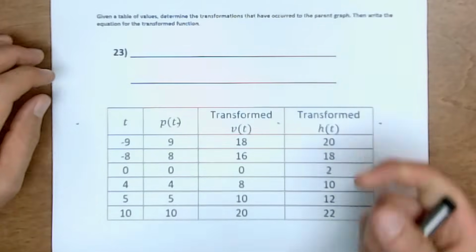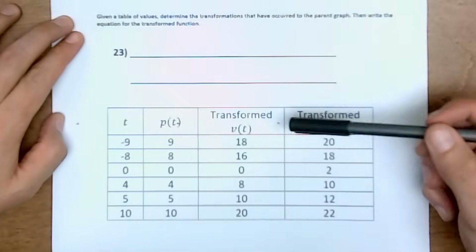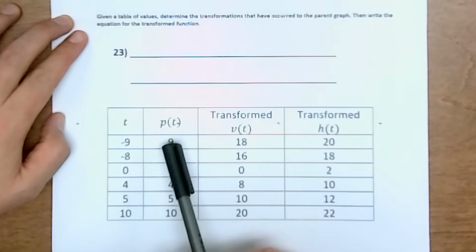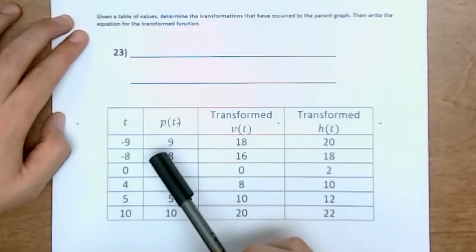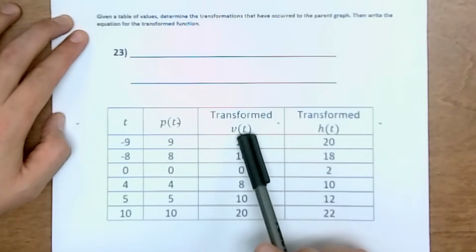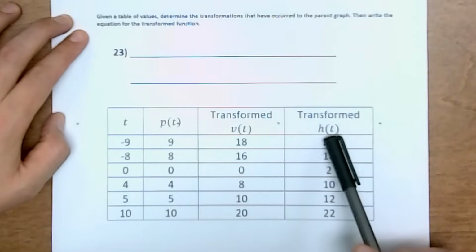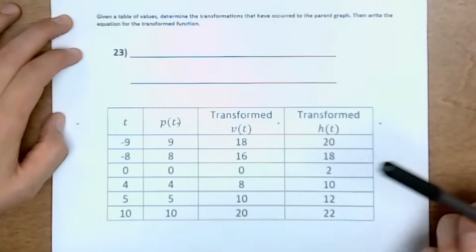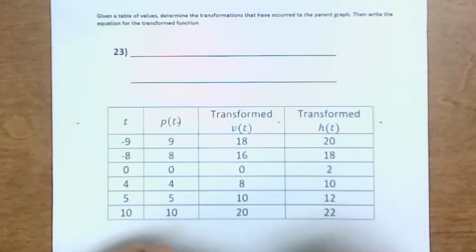Hey guys, so we're going to go ahead and try this question where, given this table of values, we're going to determine the different transformations that have occurred to this parent graph. So P of t is just like x as a variable, and that will change P of t over into V of t, or P of t over into H of t, so Vinny and Hector. We need to think of some math transformations that would do that, and write the equations for both of those transformed kid graphs, quote unquote.